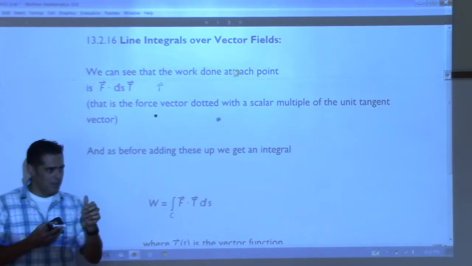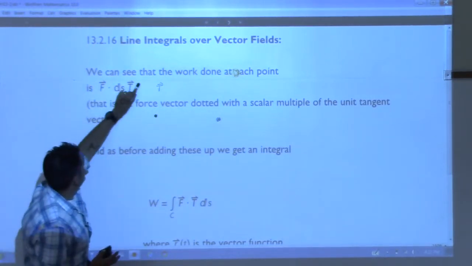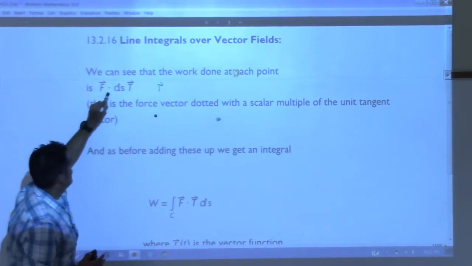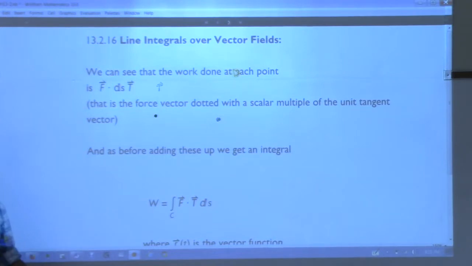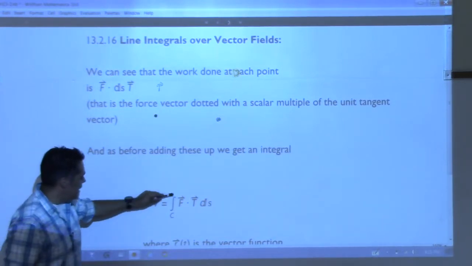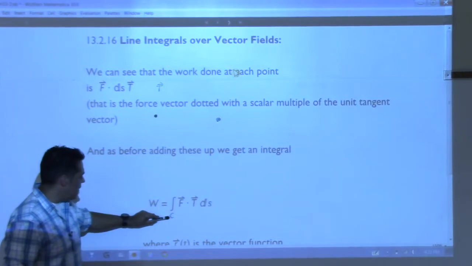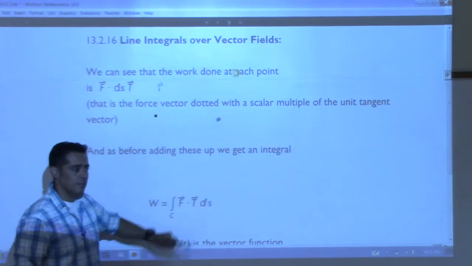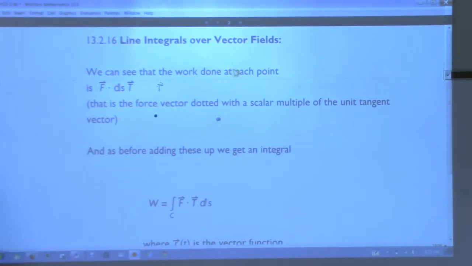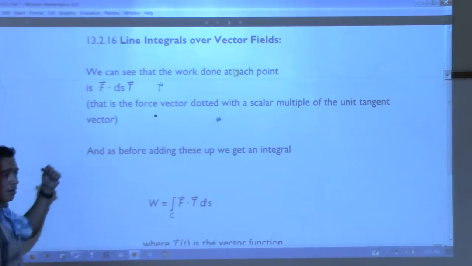Yeah? Yes? Okay. So if this is the work done at a single point, then what we want to do is add them all up, right? And that's where we bring the integral in. So the total work done will be the integral, the line integral, along the path C of F dotted with the tangential vector T ds. That's our formula to calculate the work. Yeah? All right, so that's kind of our master formula for calculating the work done by a vector field on a particle moving along a path through the vector field.